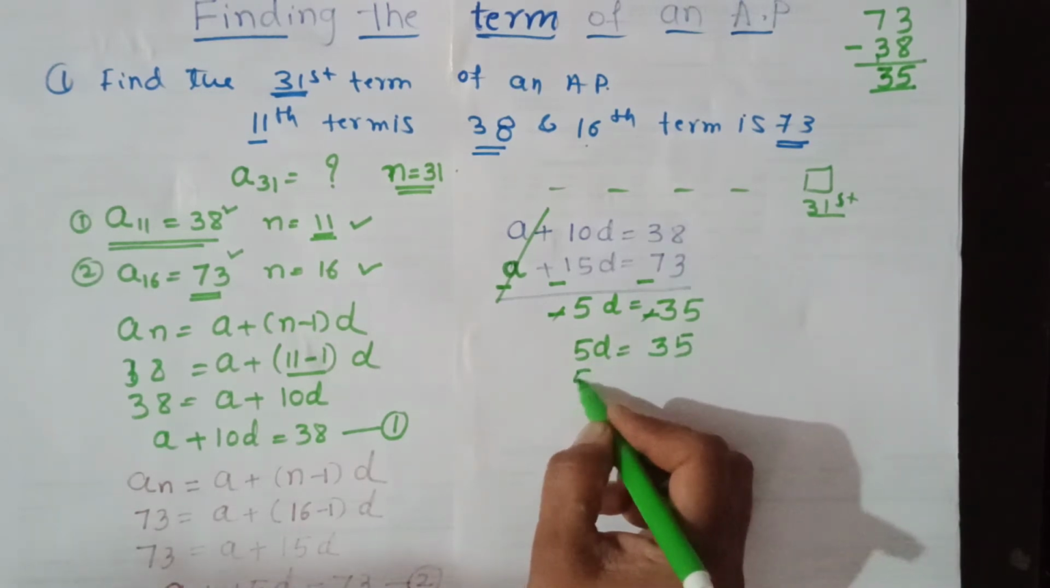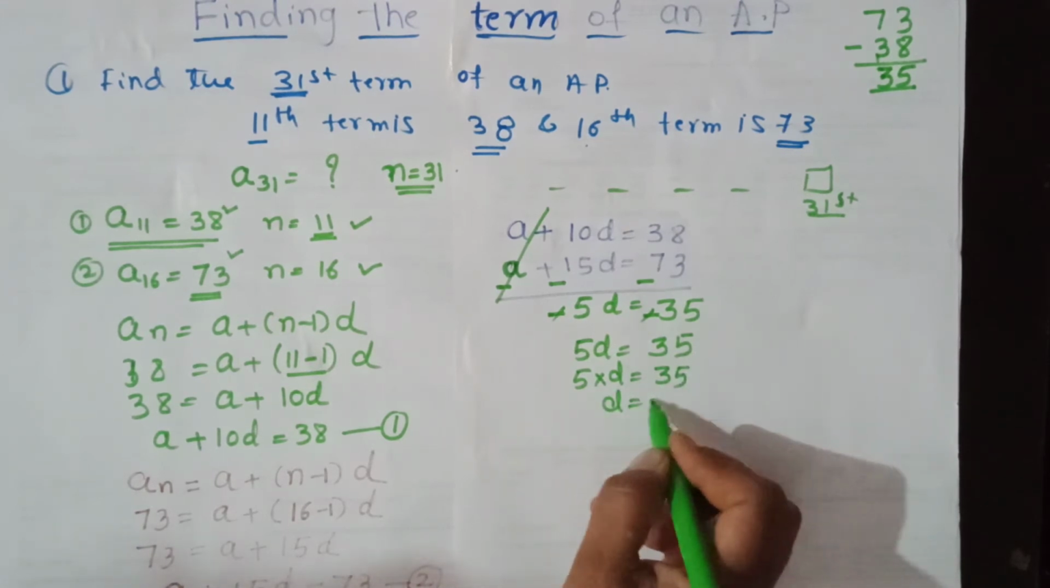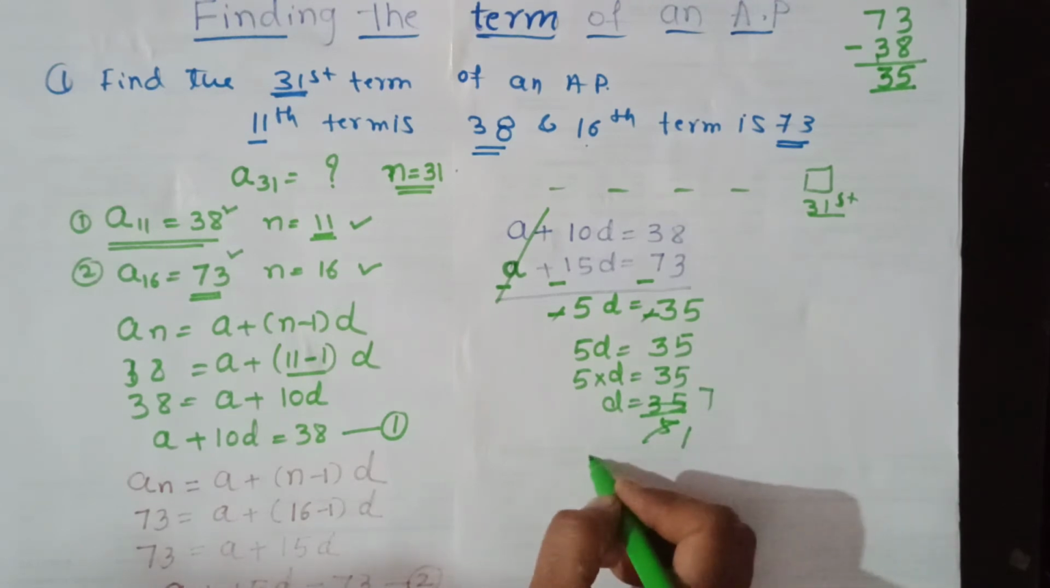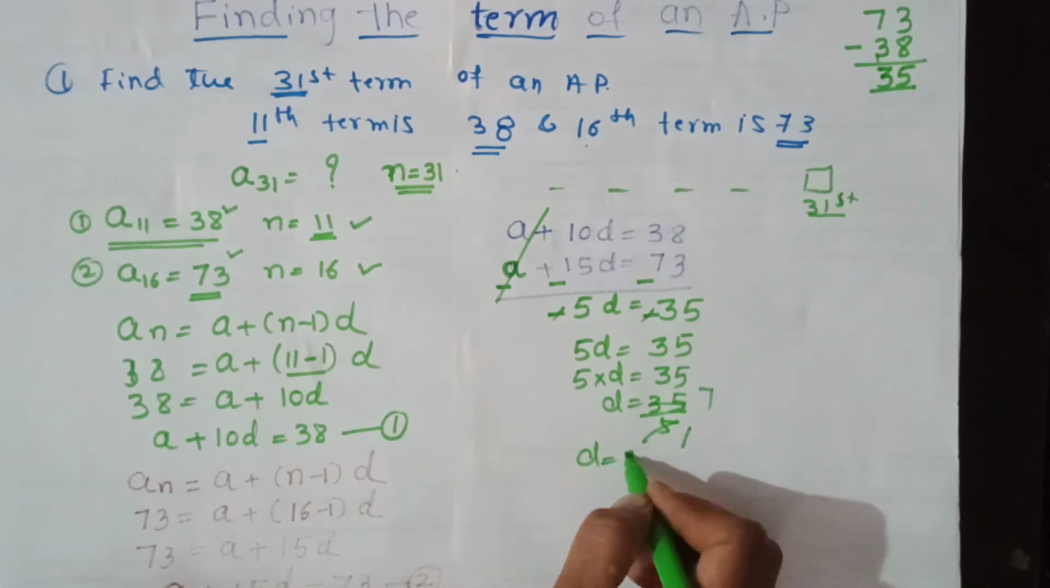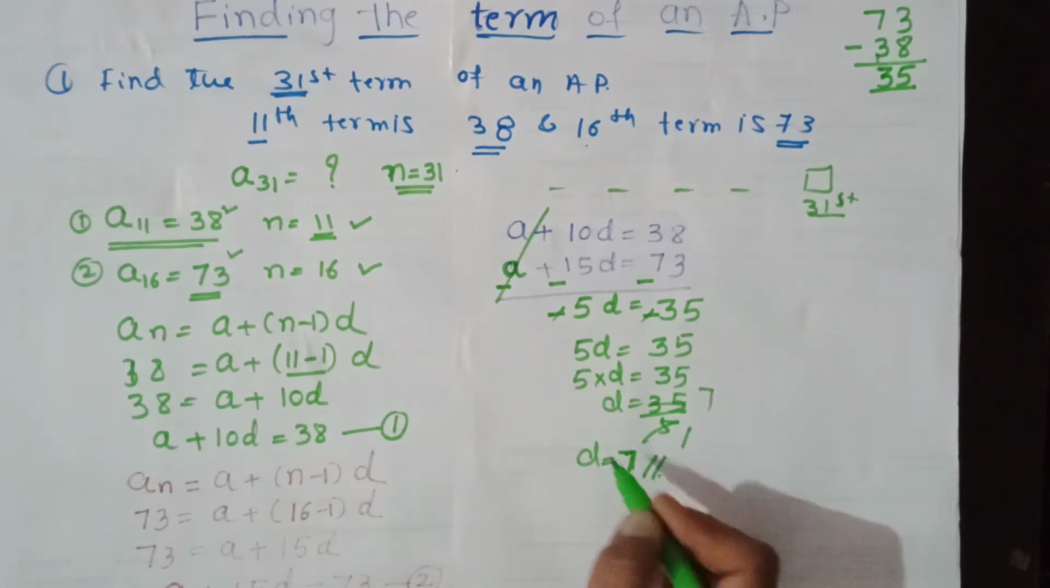So you are getting 5d is equal to 35. 5d means 5 into d. 5 into d is equal to 35. d is equal to 35 upon 5. 5 sevens are 35, so d is equal to 7. 7 by 1 is 7. Very simple.